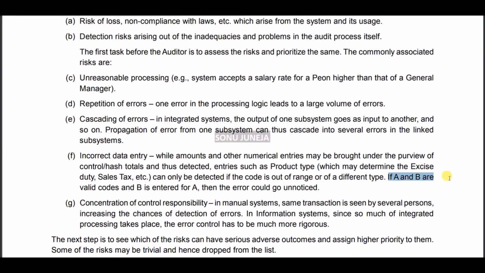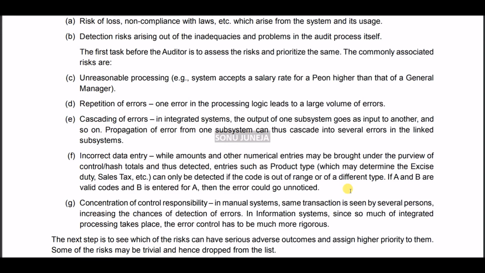So if A and B are valid codes and B is entered for A, then the error could go unnoticed. यानी कि कई आपने जो कोड डालना था वो डालना था आपने B, तो B की जगह जैसे ही आपने A प्रोसेस करा एक्सेप्ट कर लेगा, बट एरर कंसीडर हो जाएगा वहाँ पे, क्योंकि आगे के जो डेटा है वो इस एंट्री की बेस पे प्रोसेस होंगे.